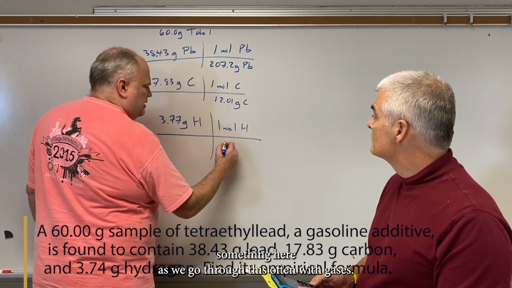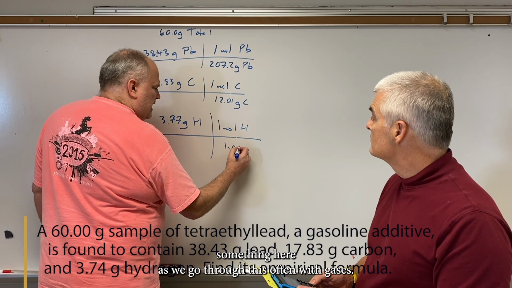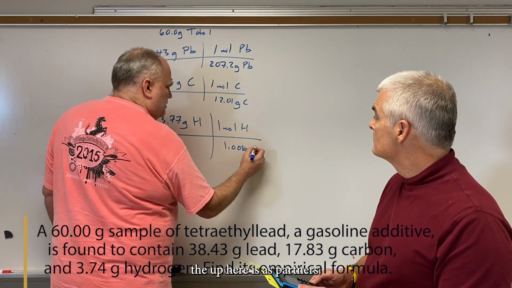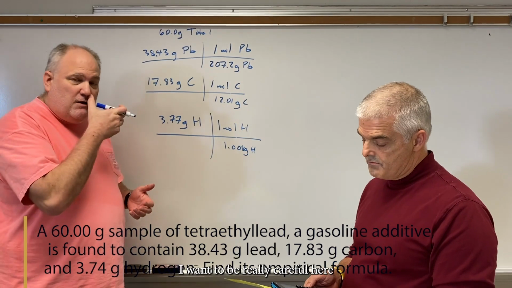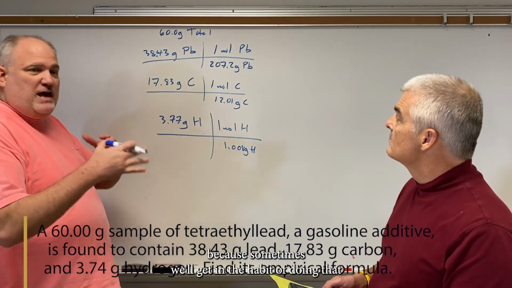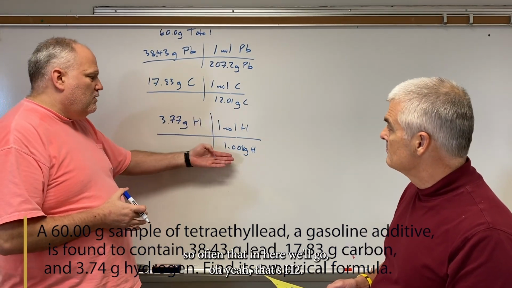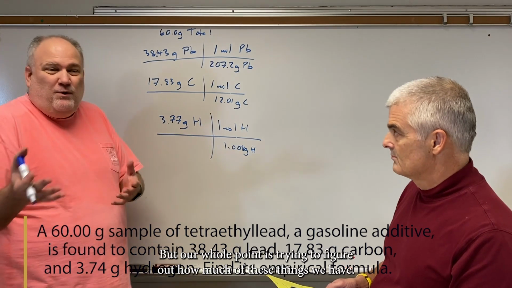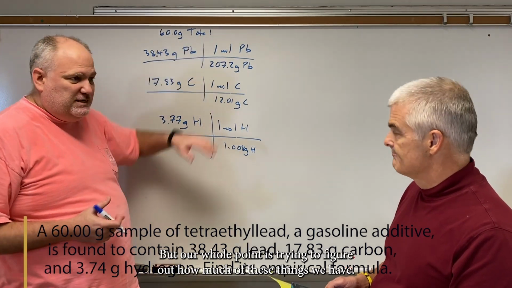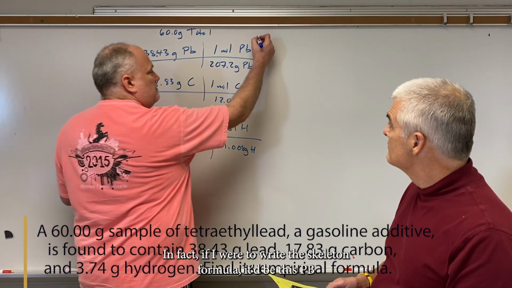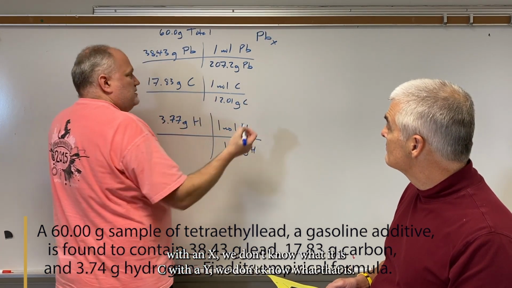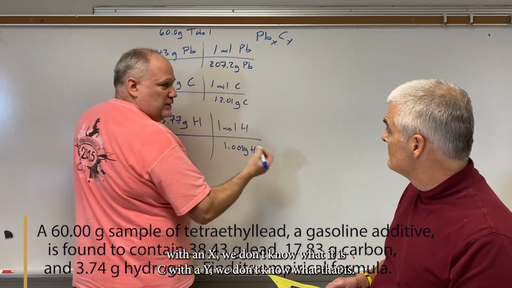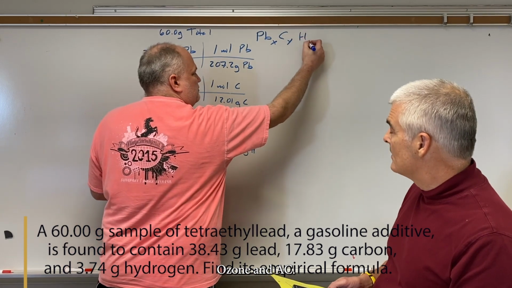I do want to say something here as we go through this. Often with gases, they appear as partners. For example, hydrogen is H2 and oxygen is O2. I want you to be really careful here because sometimes we'll get in the habit of doing that so often that in here we'll go, oh yeah, that's H2. But our whole point is trying to figure out how much of these things we have. In fact, if I were to write the skeleton formula, it'd be this: Pb with an X, we don't know what it is, C with a Y, we don't know what that is, and H with a Z.